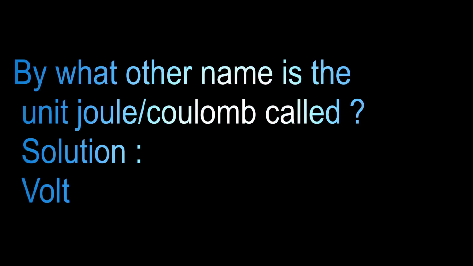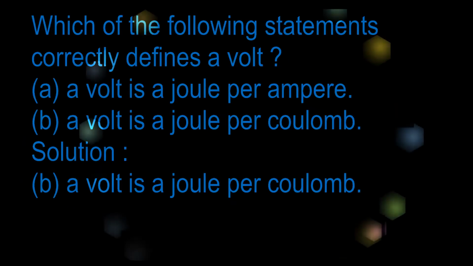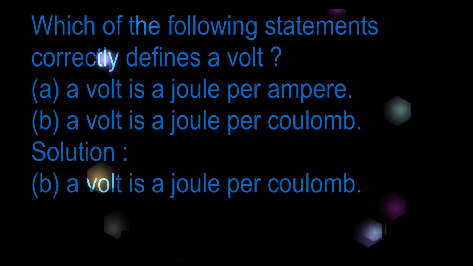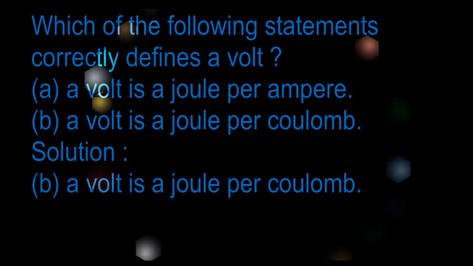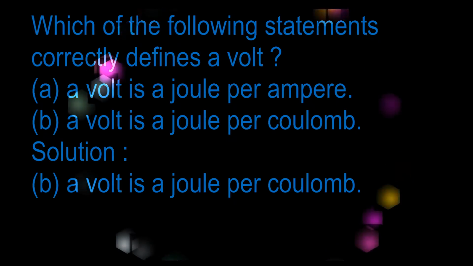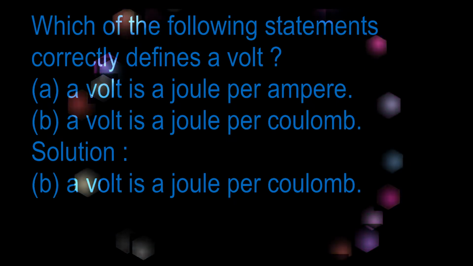Let's start by what other name is the unit joule per coulomb called? Solution. Volt. Which of the following statements correctly defines a volt? A. A volt is a joule per ampere. Or B. A volt is a joule per coulomb. Solution. B. A volt is a joule per coulomb.